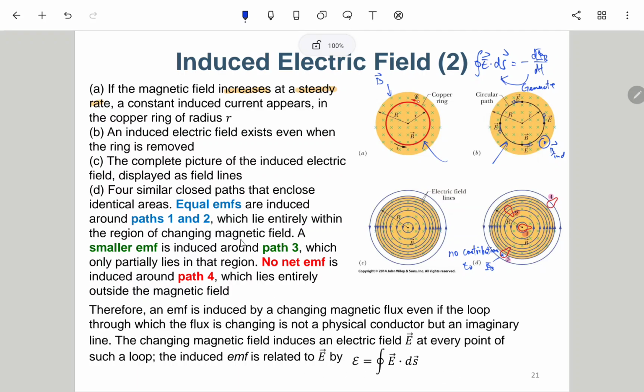Okay, so here it says a smaller EMF is induced around path 3, which only partially lies in that region. So no net EMF is induced around path 4, because this path 4 is all the way out of the yellow region. So no EMF is going through this path 4.